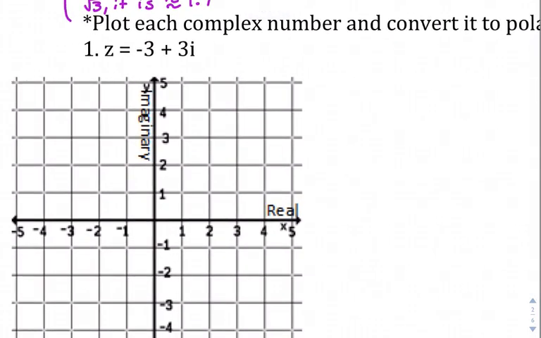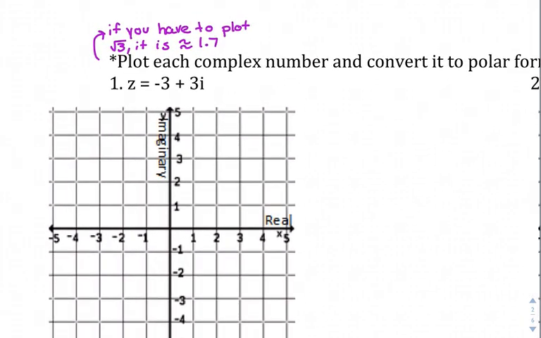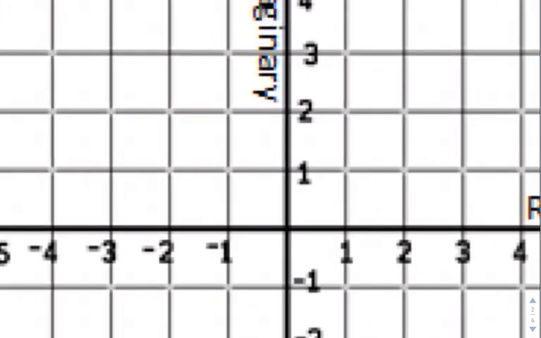So the next one is plotting each complex number and then converting it to polar form. As a side note, since this is done on a calculator, a lot of polar or complex numbers have that value of radical 3. So just know that radical 3 is about 1.7. So first we're going to plot this number and then convert it to polar form. So to plot -3 plus 3i, I'm going to start at the origin. I'm going to move over to the left 3 and then up 3. So that is my z.